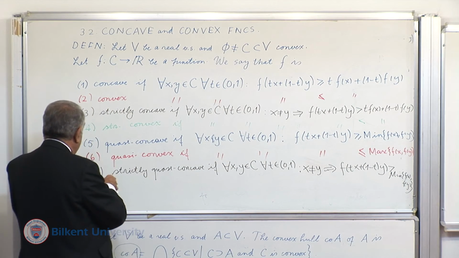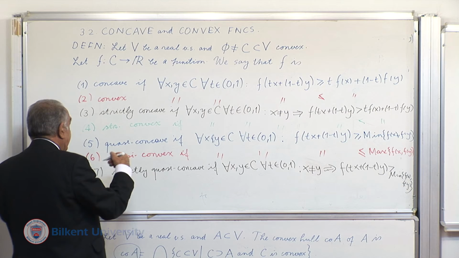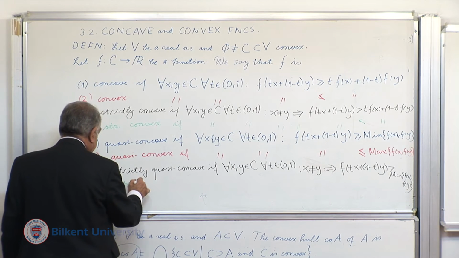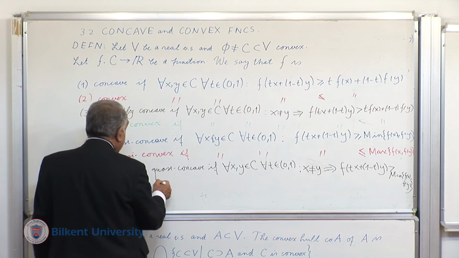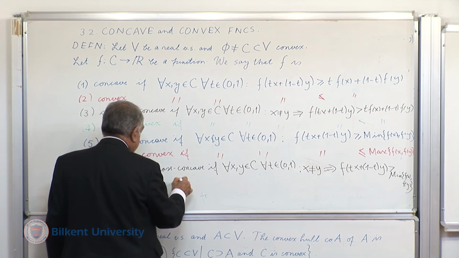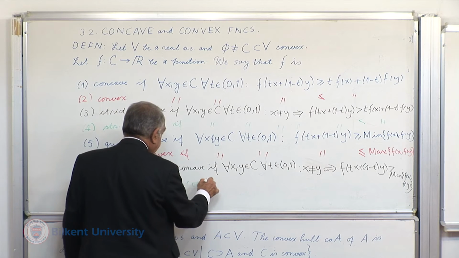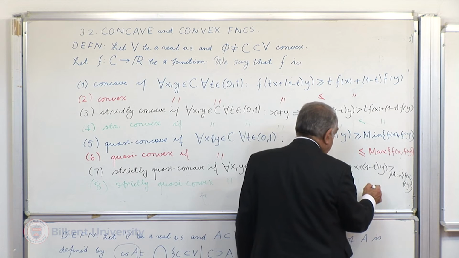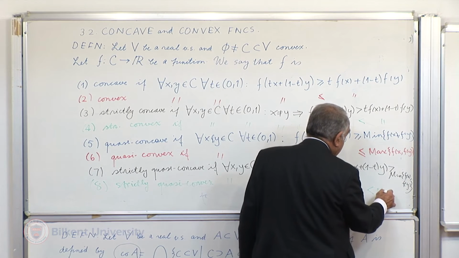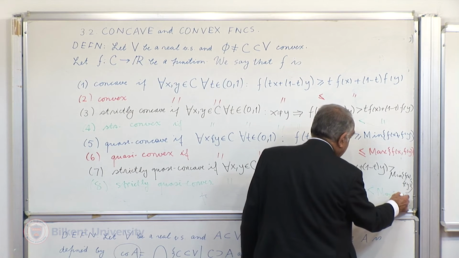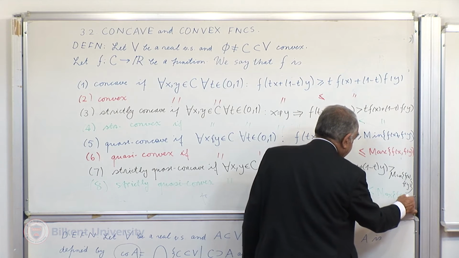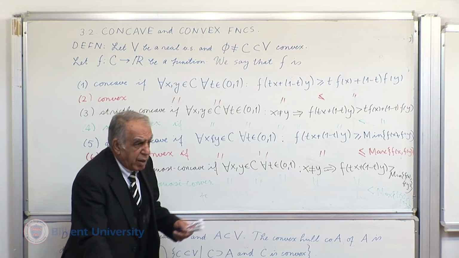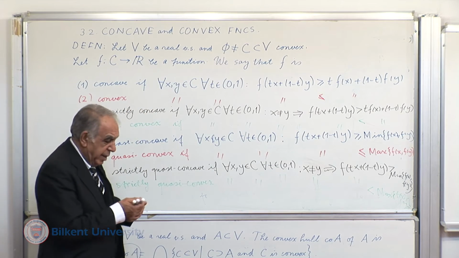And finally, 8. Strictly quasi-convex if all this holds, this is less than the maximum of f of x, f of y. Okay? So these are all definitions you're familiar with.